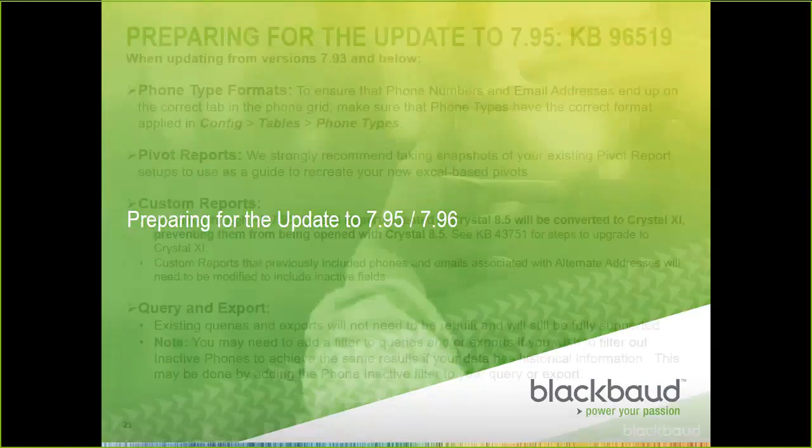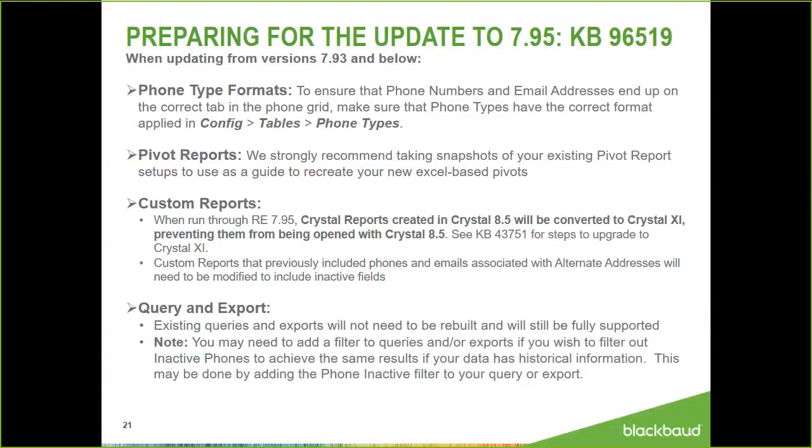Now let's talk about preparation for the update to 795. The new contact information grid, where phones and emails are stored, contains different tabs of phone data. Which tab each phone or email is stored on depends on the format applied to the phone type. To make sure that phones and email addresses end up on the appropriate corresponding tab in the grid, please make sure that each phone type has the correct format. This can be set up in config tables and phone types.